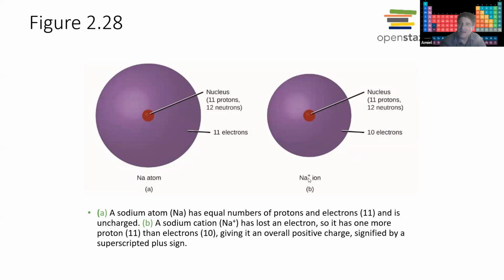So the plus means it's missing an electron. That's what the plus means. The electron has a minus charge. So if it has 11 protons and only 10 electrons, it has one more proton than electrons. That is why it is represented as a +1 charge. The 1 is implied.